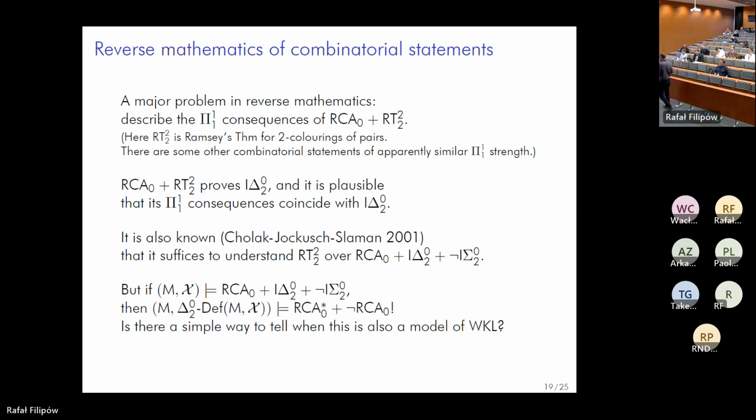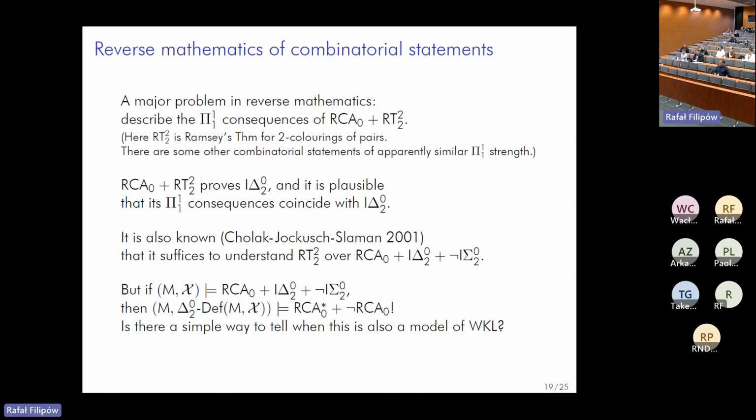And the interesting thing in this context is that if you take such a model, so you've got a model of RC0 that has a reasonable amount of induction, delta 2, but doesn't have sigma-2, and now you look at its universe of delta 2 definable sets. Now, a delta 2 definable set might not be a set.